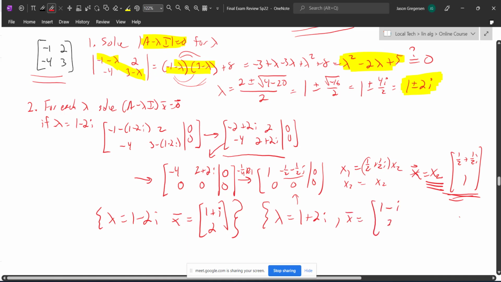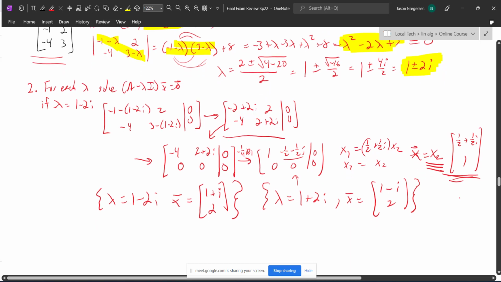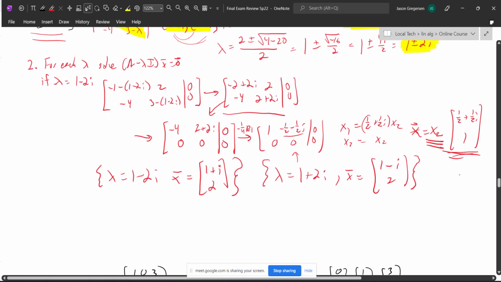So this would be 1 minus i and 2. Note that the signs don't have to match though, right? They just come in conjugate pairs, right? All right, so now I've calculated my two eigenpairs. The last thing I can do is my factorization.